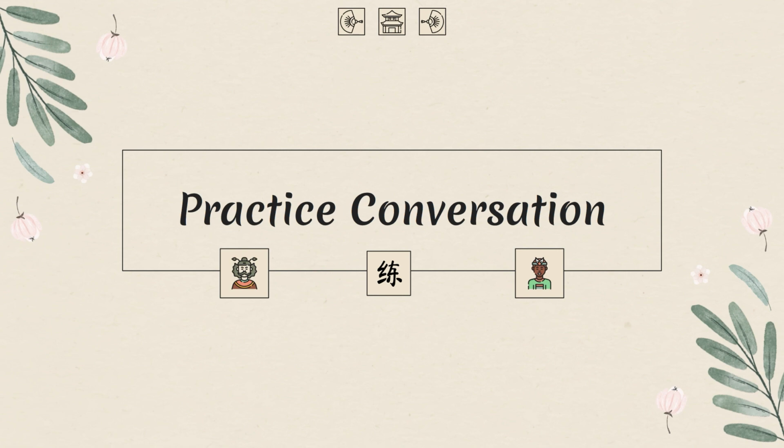Next one, 你有几个兄弟姐妹? So I'm asking about the number of siblings you have. So if you don't have siblings, you could say 我没有 or just 我没兄弟姐妹 or just 没有 or 没. If you do have siblings and you want to specify, you can say 我有 number 个哥哥 or 弟弟 or 姐姐 or 妹妹.